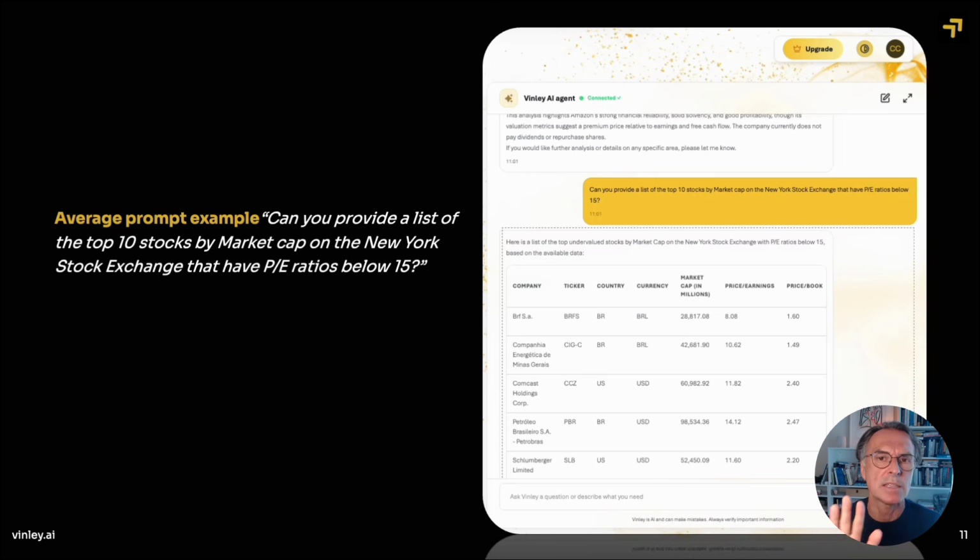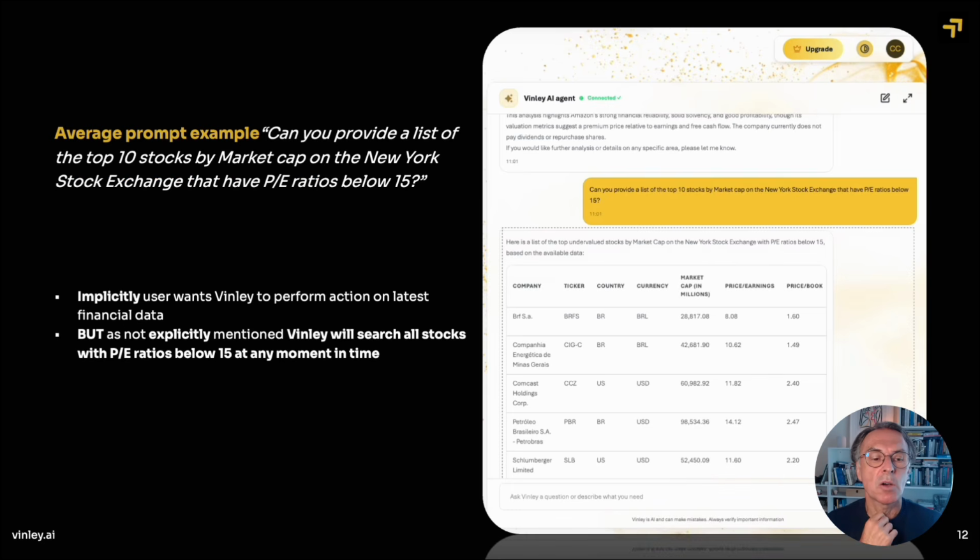I'm not showing yet the whole interface here, where I was asking the model, can you provide me a list of the top 10 stocks by market cap on the New York Stock Exchange that have a PE ratio below 15? Okay. You would say that's already a pretty okay-ish type of prompt. And I'm going to tell you, yes, but it's just average. Why? Because there are a couple of things that are implicit.